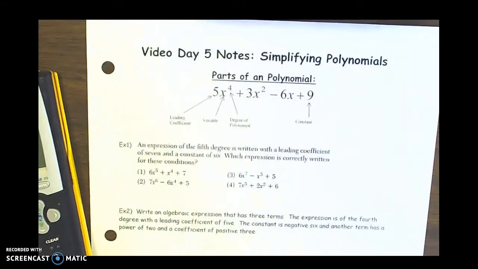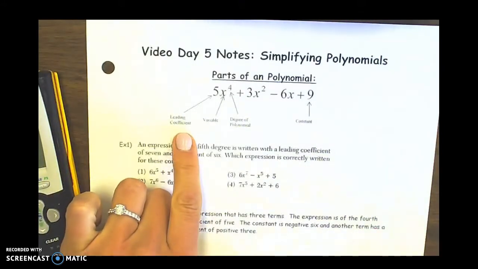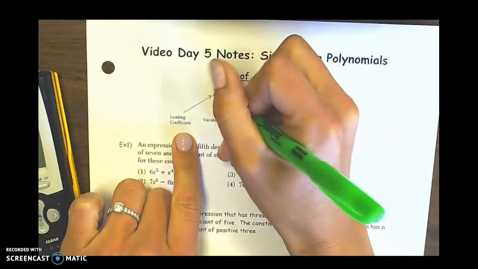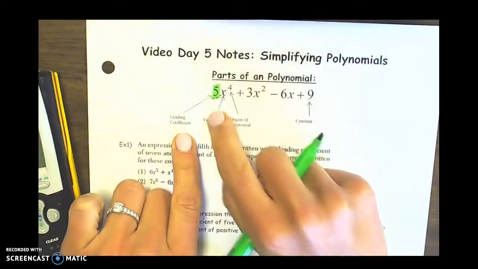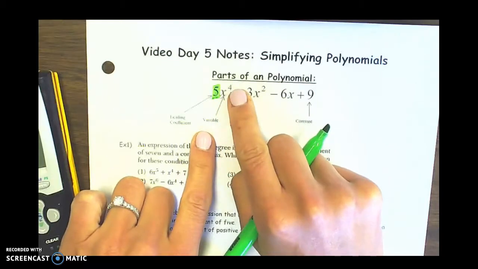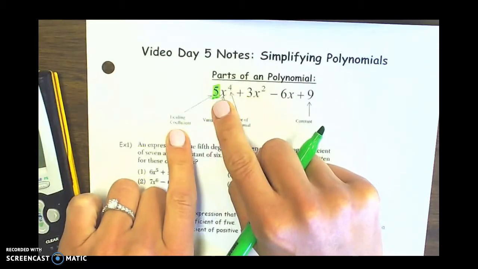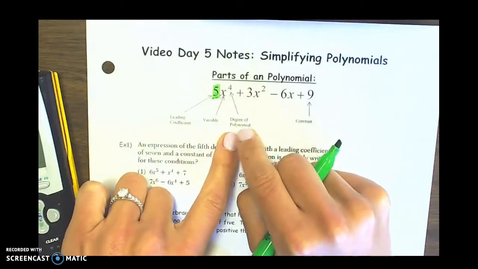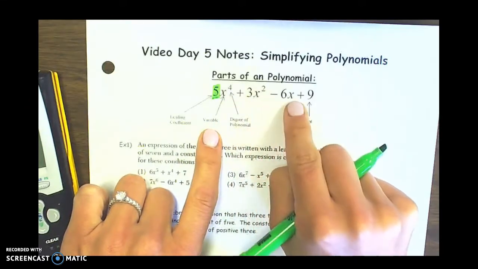The first part of a polynomial is the leading coefficient. The leading coefficient is the whole number that is in front of the variable, which is your letter, with the highest power. So here our leading coefficient would be 5. Your variable here, we have x's as our variable.